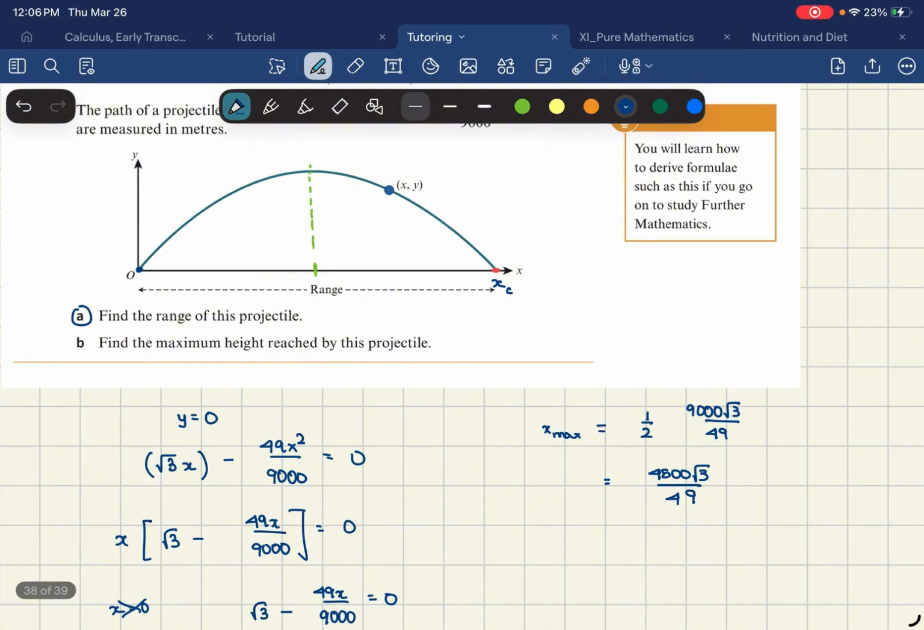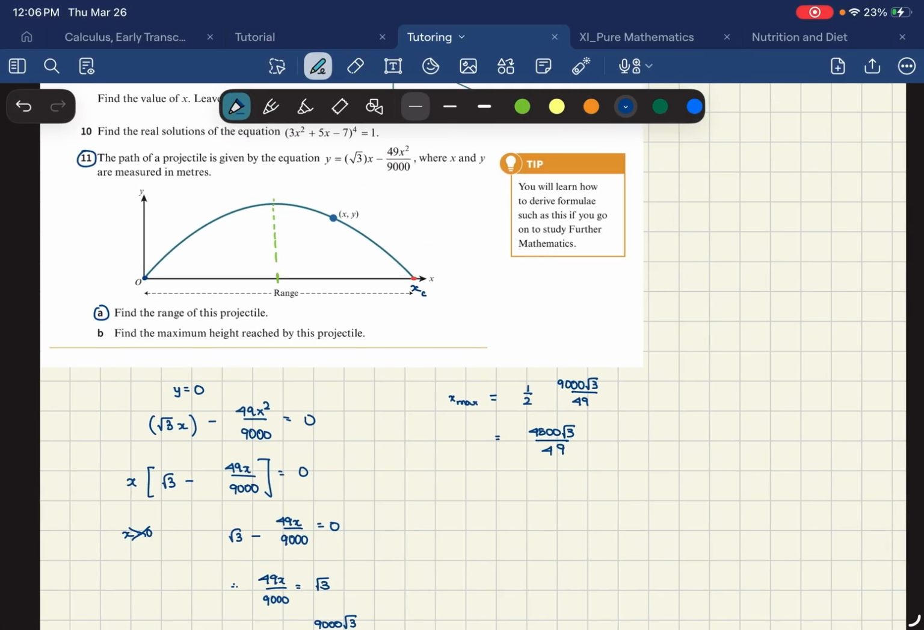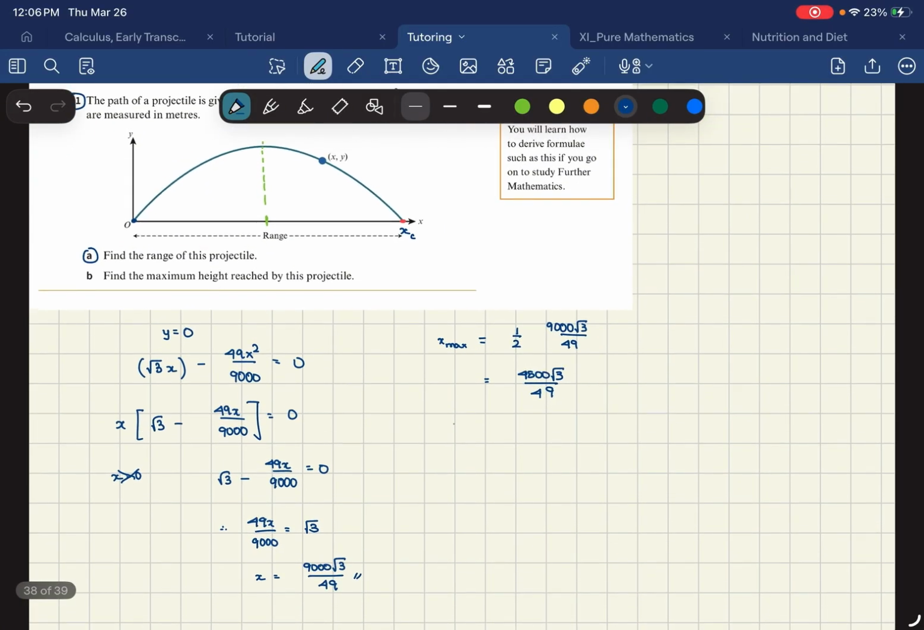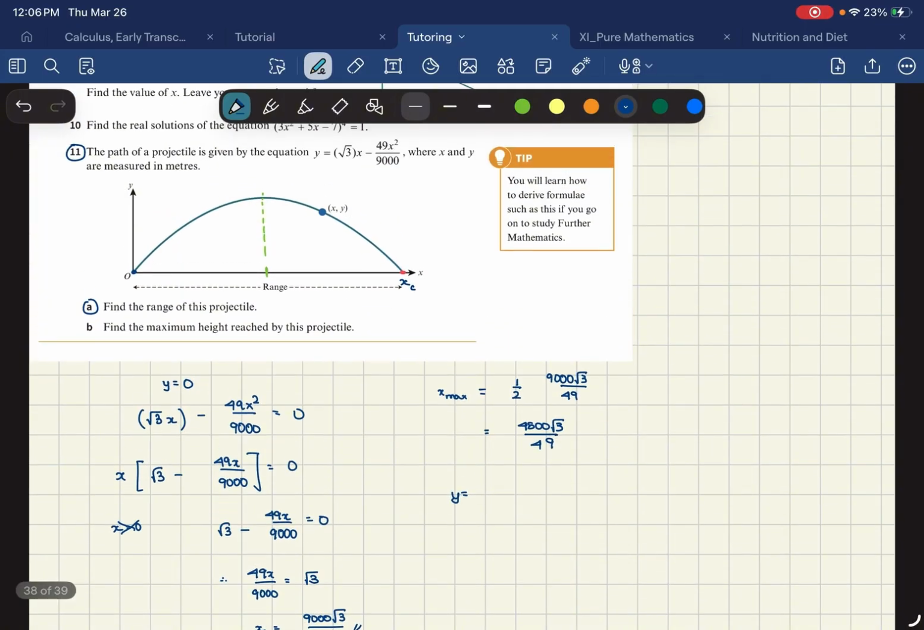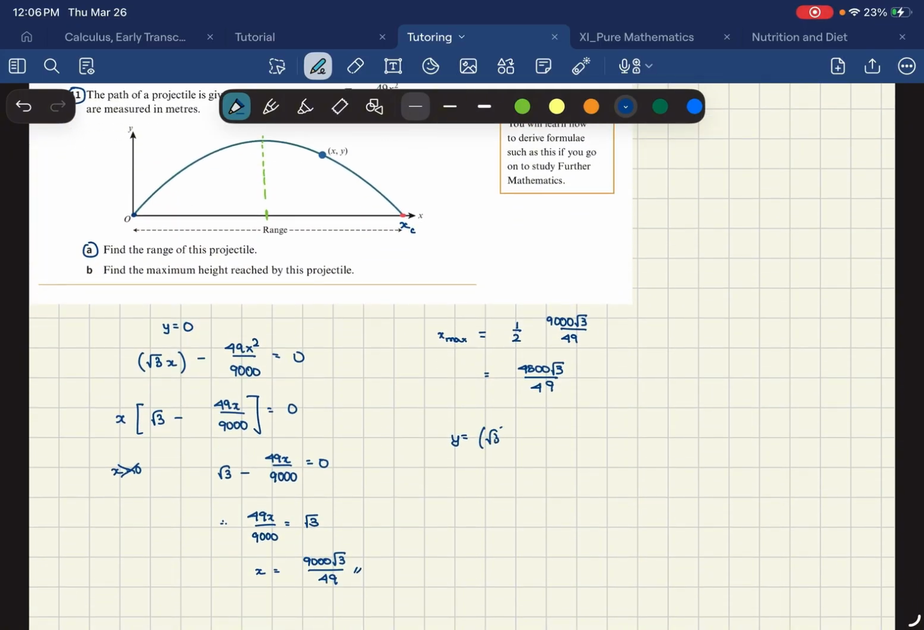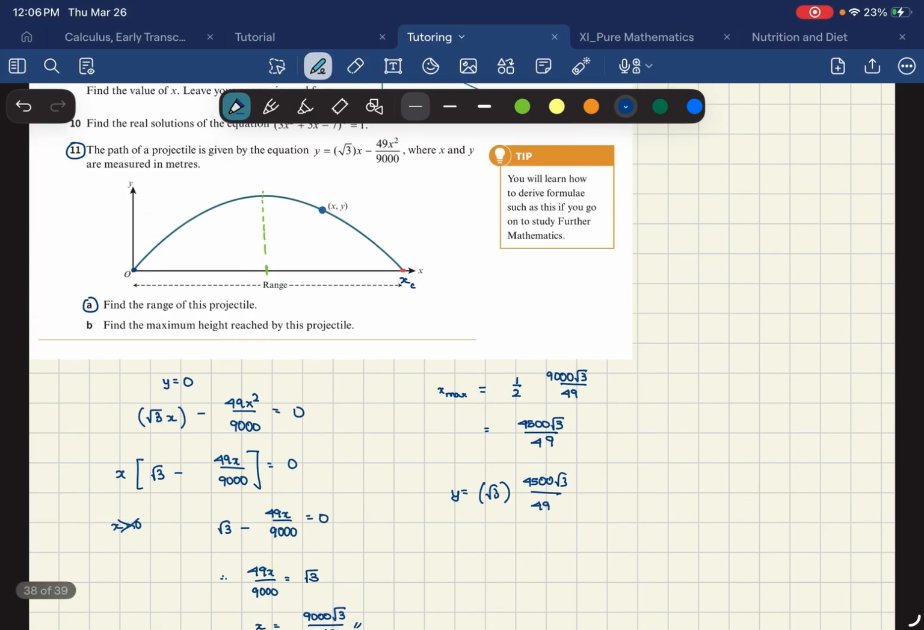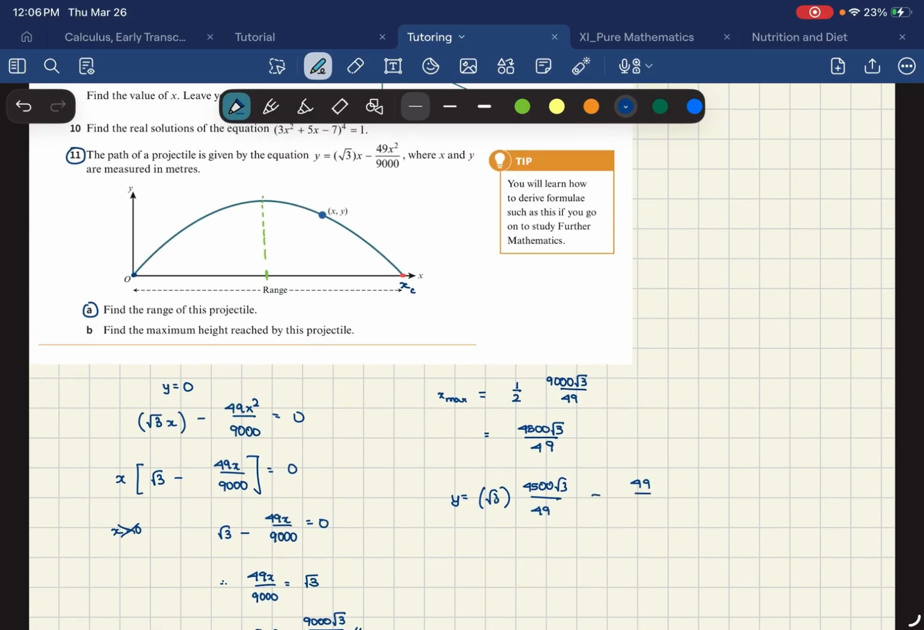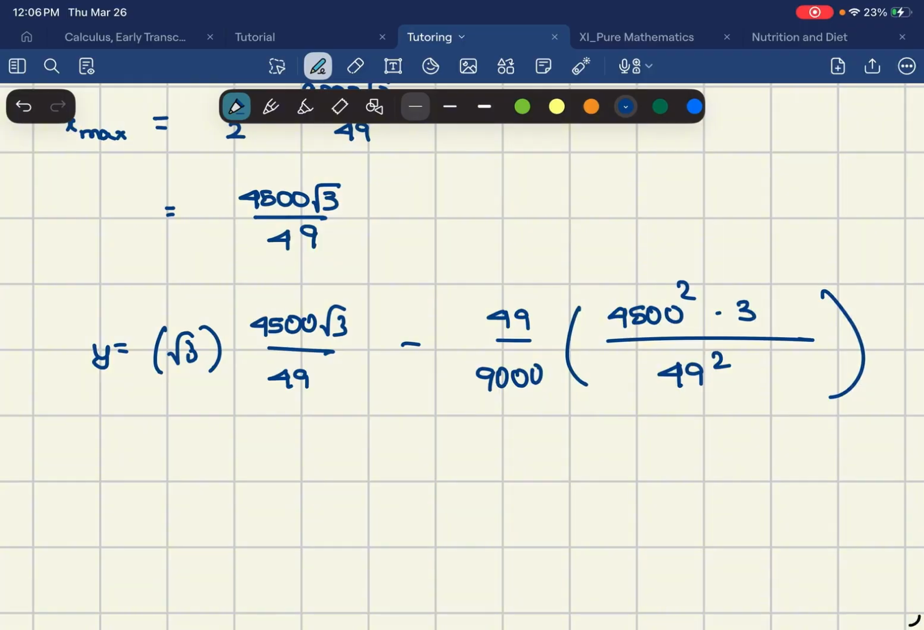And now we just plug this in. We want to plug this into y is equal to root 3 times 4,500 root 3 by 49 minus 49 over 9,000 and then x squared. x squared is just going to be 4,500 squared, root 3 squared is just 3, and then we have 49 squared. So I put x in and I squared everything, so I get this expression.